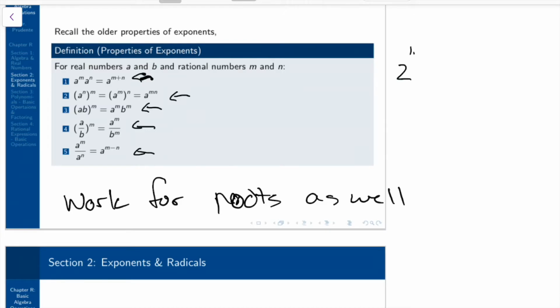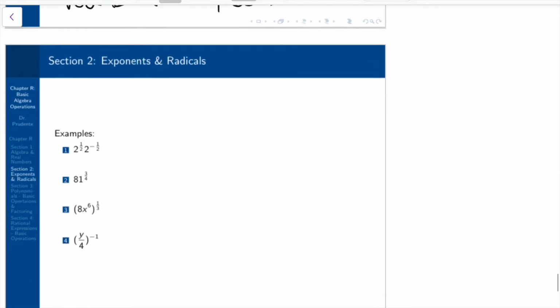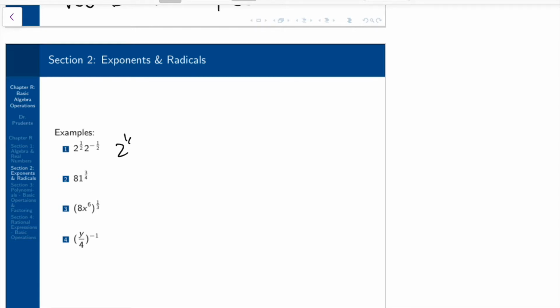So 2 to the 1/2, actually let's just go to the examples. 2 to the 1/2 times 2 to the negative 1/2: I can use the property that says if my bases are the same, I'll add my exponents. So 1/2 plus negative 1/2 is 0. And like we said before, anything to the 0th power is 1.